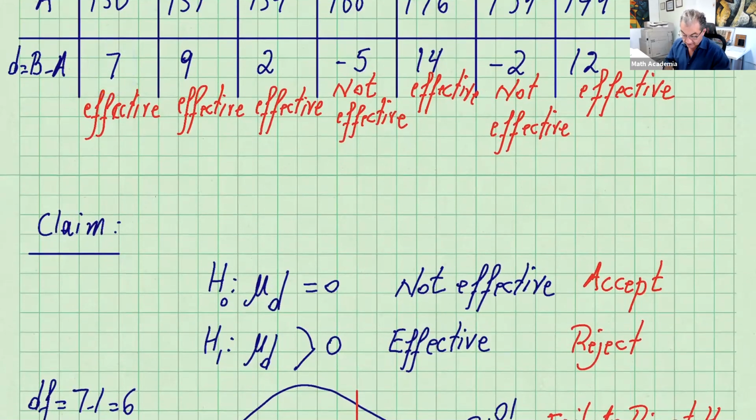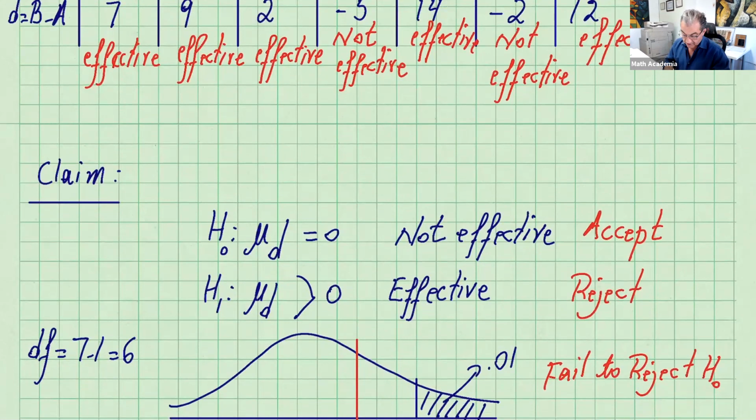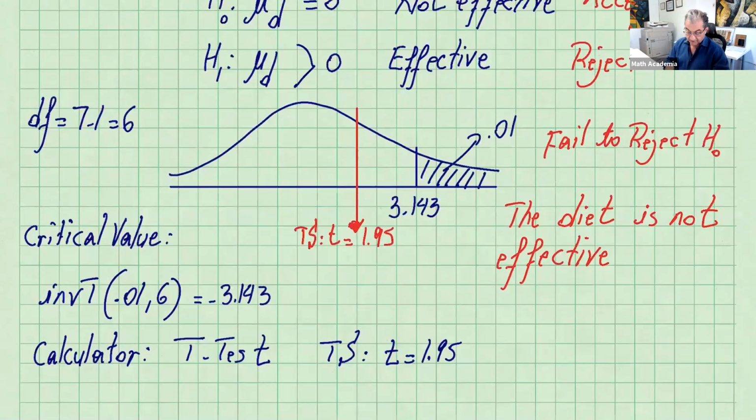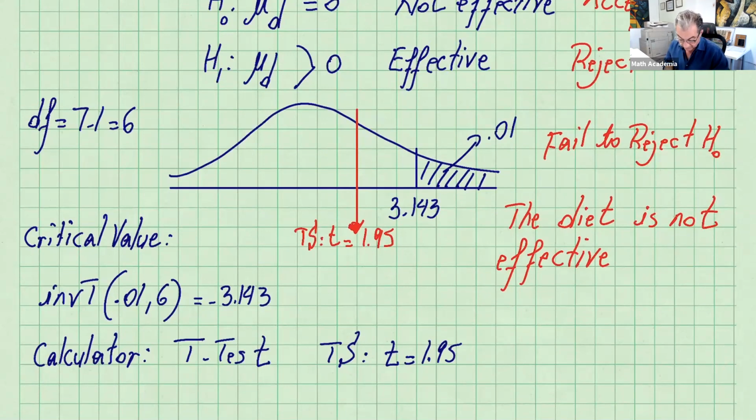Now, if we write the claim, it was effective. So the claim is that mu sub d has to be greater than 0. If I can show that mu sub d is greater than 0, if this claim takes over, then we can say the diet is effective for the population, again with some significance level. So that's the claim you have to pick. Then you can find the critical value, which is just inverse t with your calculator. 0.01, it's a right tail test. Do not divide it by 2 because it's only one tail.